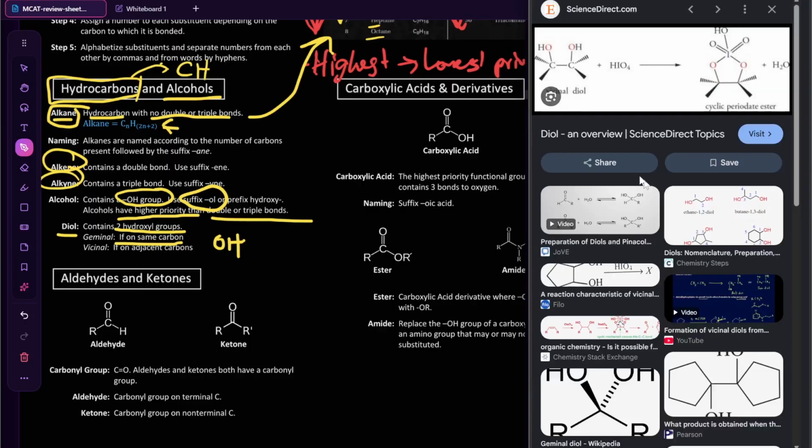Here, vicinal is here, 2 adjacent. So you see these carbons are beside each other, and the hydroxyl groups are adjacent to each other, but they're not on the same carbon. So it'll kind of look like that, whereas the other one looked like that almost. Okay, that's enough for that one.